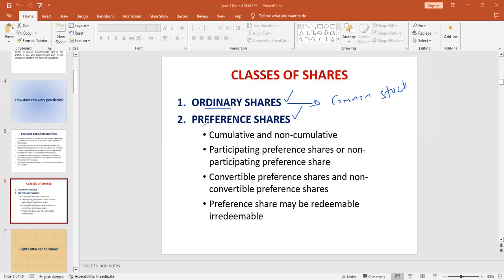And then you have preference shares. Now, preference shares are a different class of shares. Under preference shares, we have, number one, cumulative and non-cumulative. Meaning what? Meaning with cumulative, now, let's say, have you ever watched this program called Shark Tank?